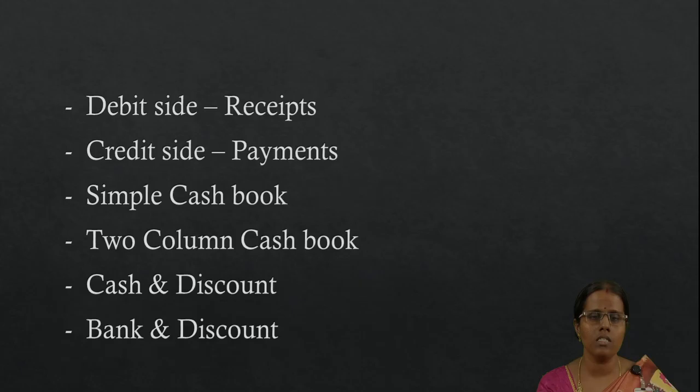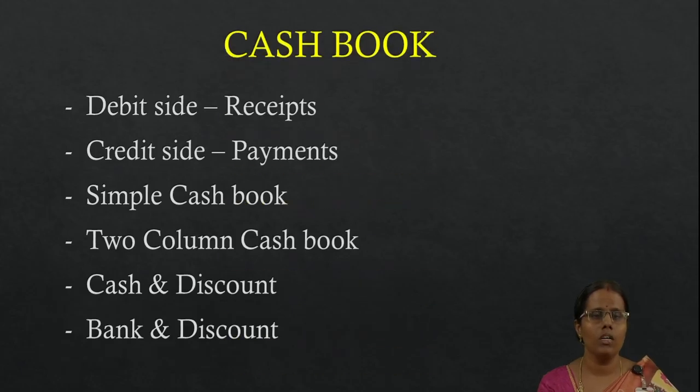And then next one is cash book. So the debit side is called the receipt side. Credit side is called the payment side. The cash book is classified into three categories. One is simple cash book, that is cash account or bank account. And then the second one is two-column cash book. Two-column cash book is classified into two categories: one is cash and discount column only, and the other is bank and discount column only.